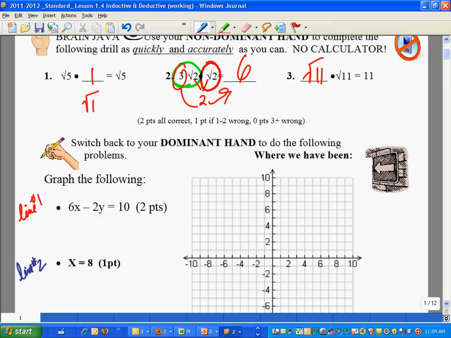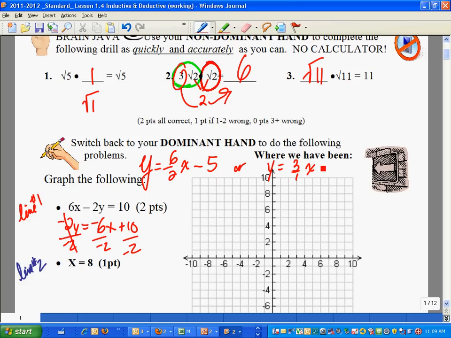At the bottom, line number one looks like so. We're going to change this to y equals mx plus b. So I'm going to have negative 2y equals negative 6x plus 10. Divide everything by negative 2. I get y equals 6 over 2x, oops, that's negative, minus 5. Or they could have y equals 3 over 1x minus 5.